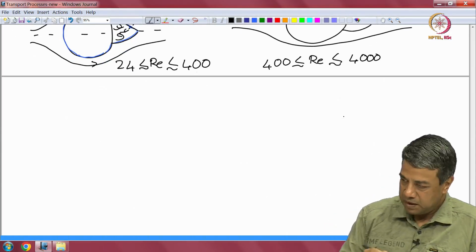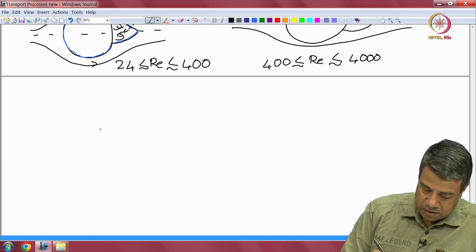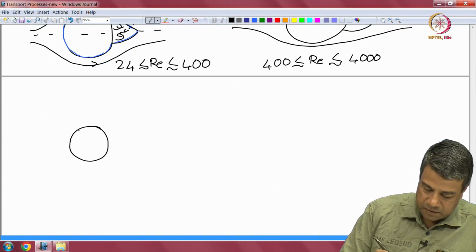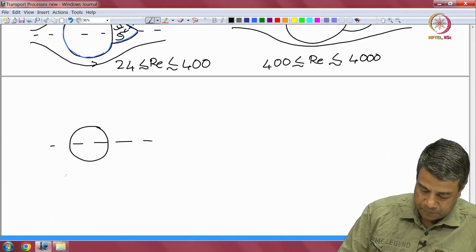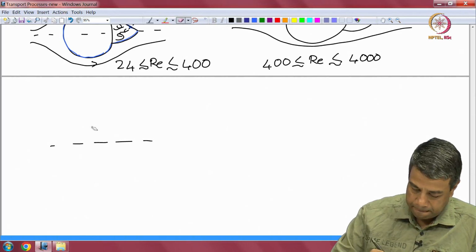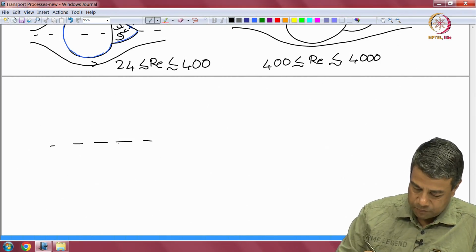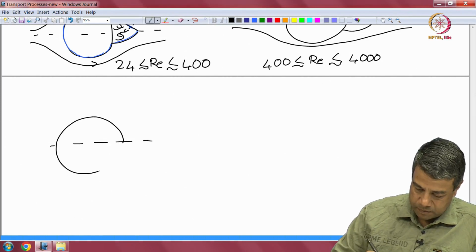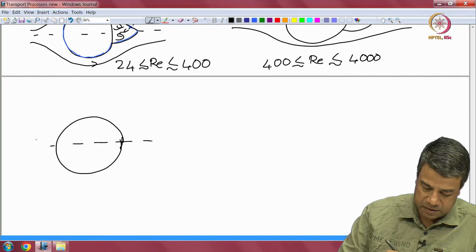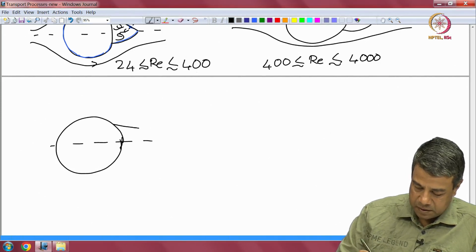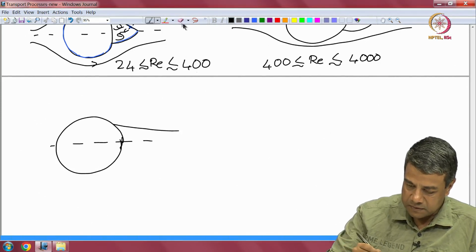Next, when the Reynolds number further increases, there is a more and more regular wake that is formed.